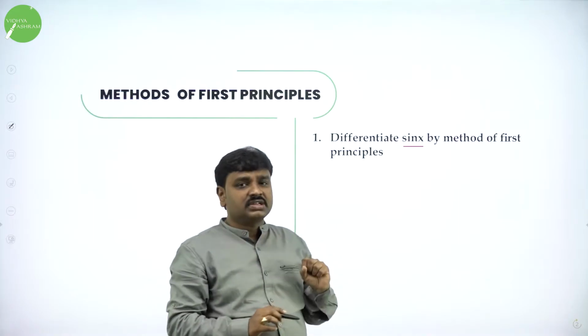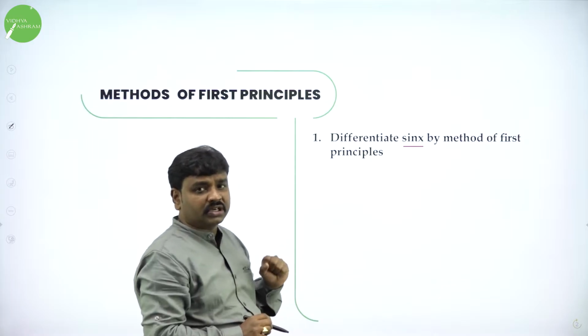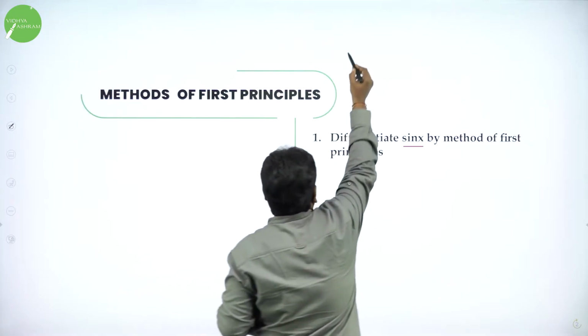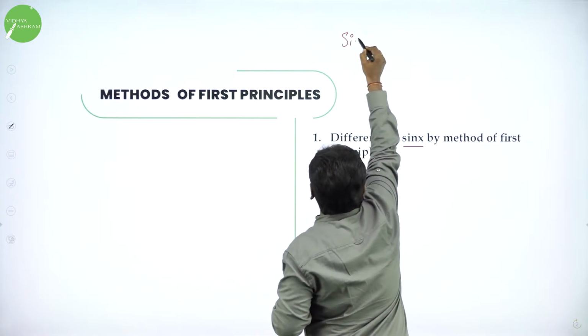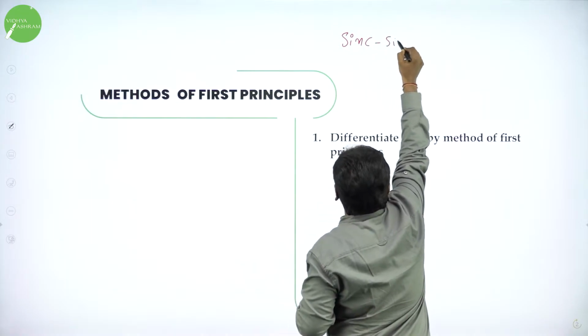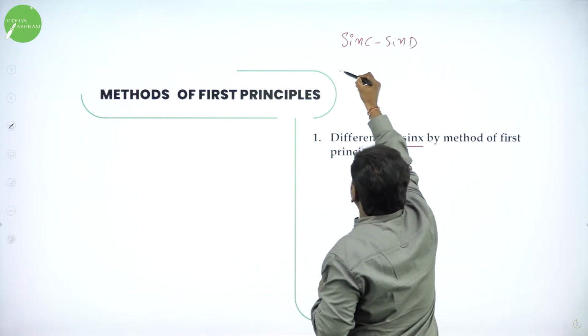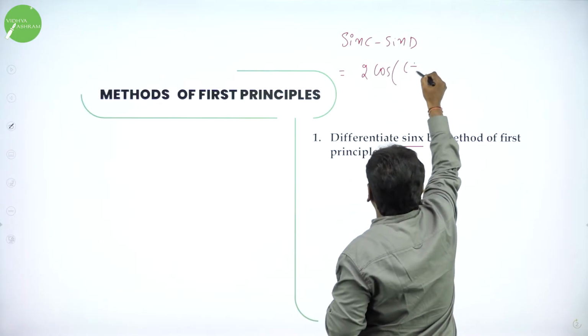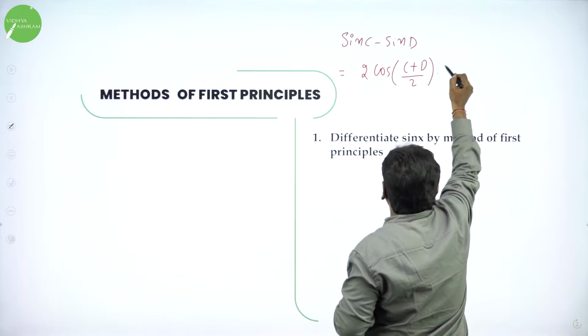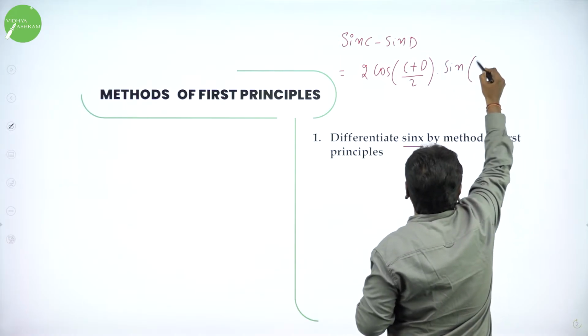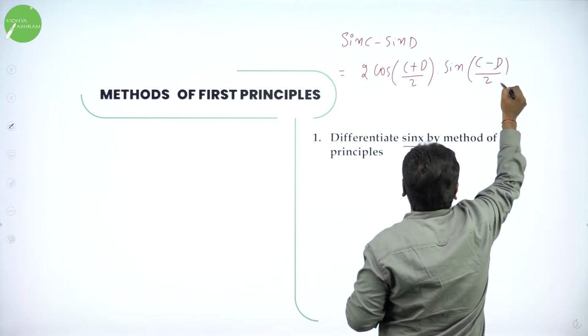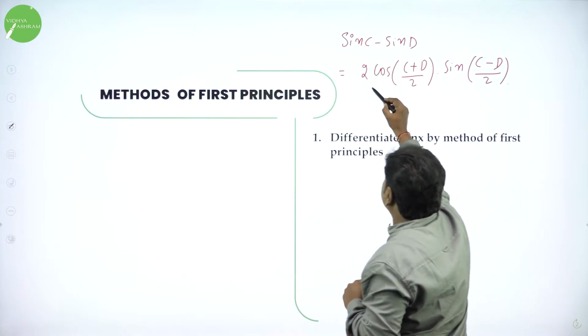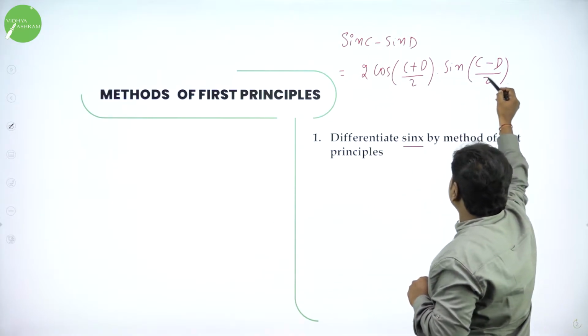Before I start this, we should know three important concepts. One is sin c minus sin d. Sin c minus sin d is 2 cos c plus d by 2 into sin c minus d by 2. This is called the transformation formula of trigonometry. What is sin c minus sin d? 2 cos c plus d by 2 into sin c minus d by 2.